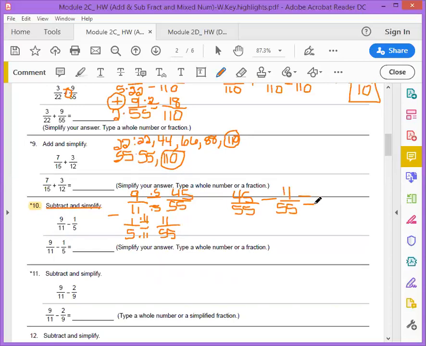So we'll keep our denominator of 55. And then in our numerator, we want to subtract. Remember, we're subtracting 45 minus 11. That gives us 34. And this will be our answer. It's already in lowest terms. 34 divided by 55.